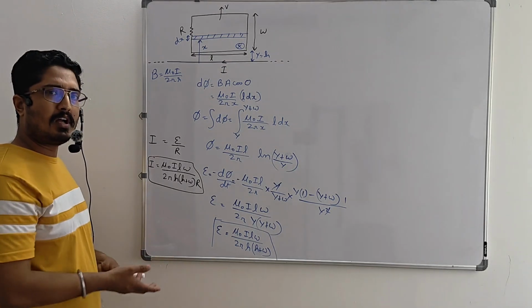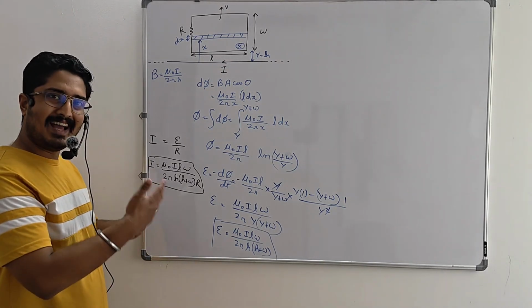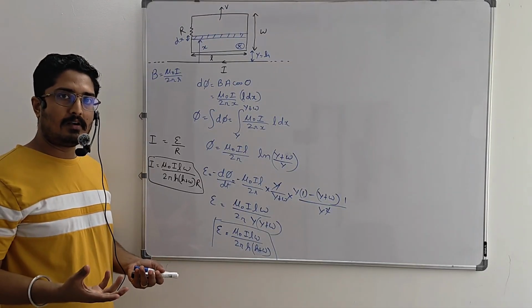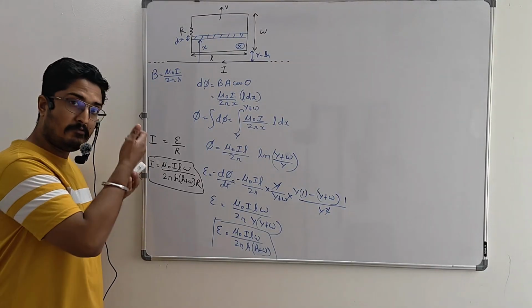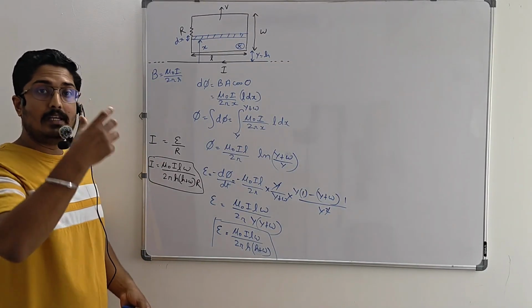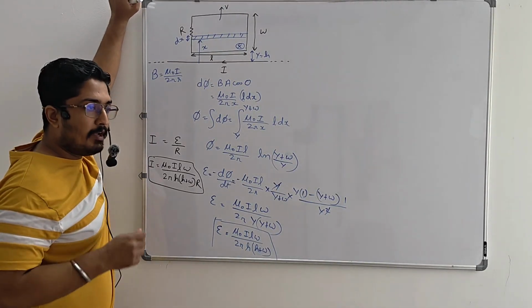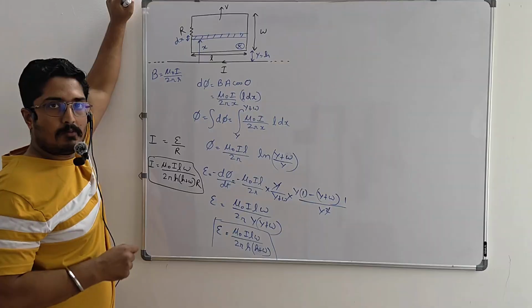So this is one way of finding the current induced in that circuit. Now, because we already found the current, shall I also find the direction of the current? How to find the direction is also an important part. Most of the time students struggle in finding direction. Magnitude is still easy. So for finding direction, we have to use the concept of Lenz's law.